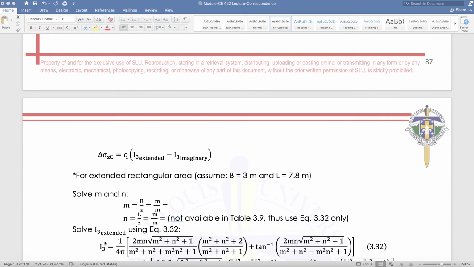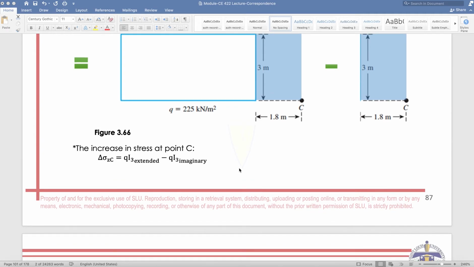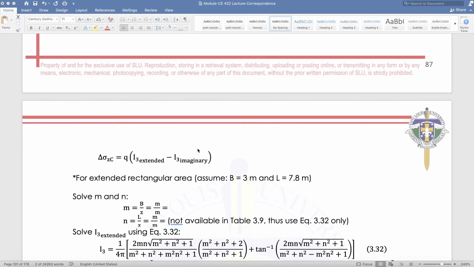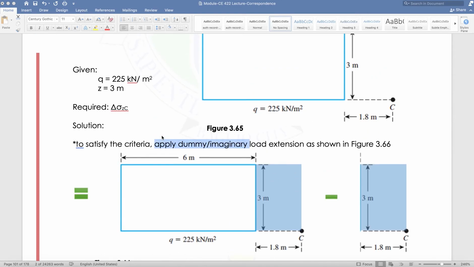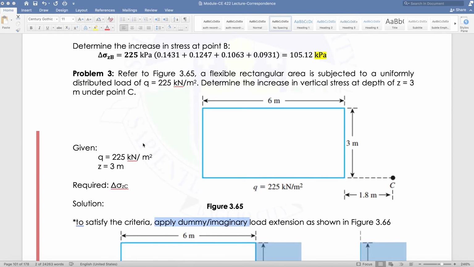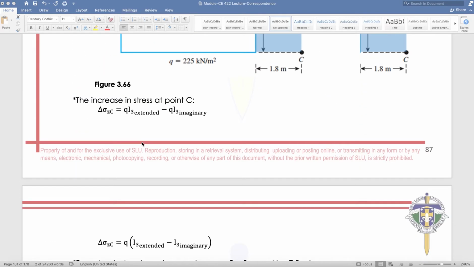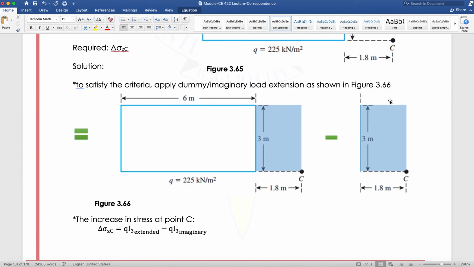Now, to solve for the M and N, we have here the M. So, ang L natin is, we have B over Z. Ang pipili natin dito, let's say, for the B, we have, wait, ano ba yung, 3. B is 3 at a depth of, we have 3. 3 is to 3. Where's that? Ayan. 3 is to 3. That is equivalent to 1. Next, for the N, our L here is equivalent to 7.8.